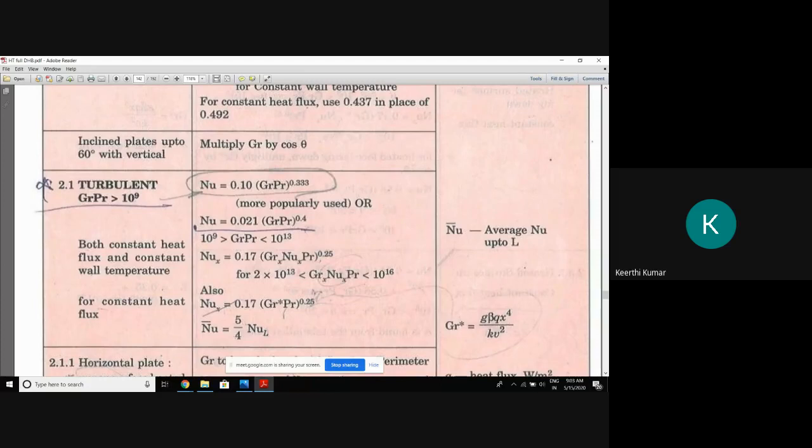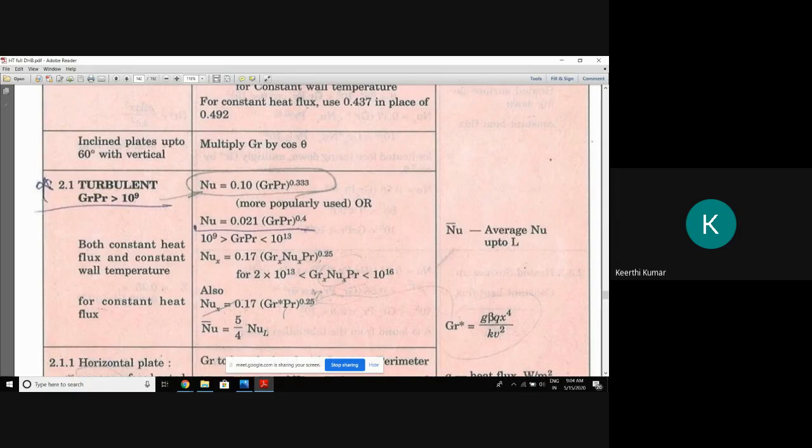So what is the value of 5 by 4 into Nu? Can you calculate and tell me? Check what the difference between those two is. By multiplying 5 by 4 into the normal NuX, the value will be just 1.25 times the earlier value. That's all. There is not much difference. In other cases the difference is still lesser, probably nearer to 1. So there we did not consider NuX and Nu average separately.